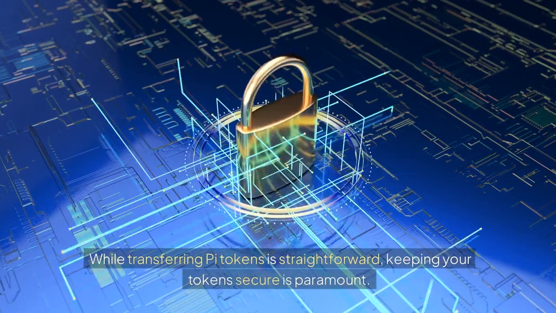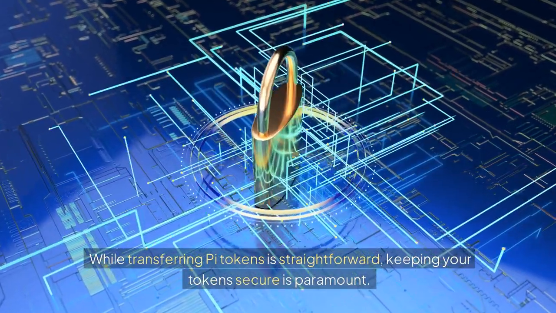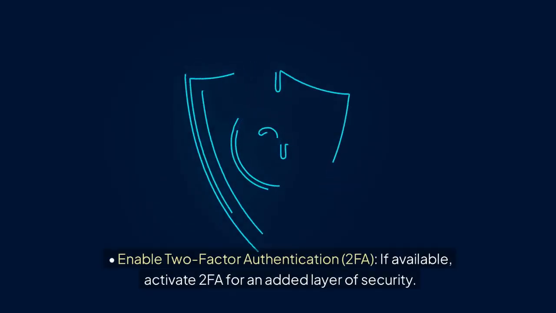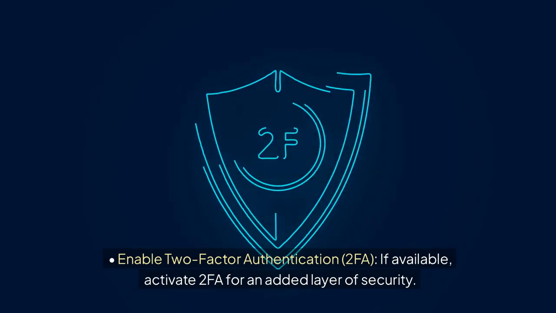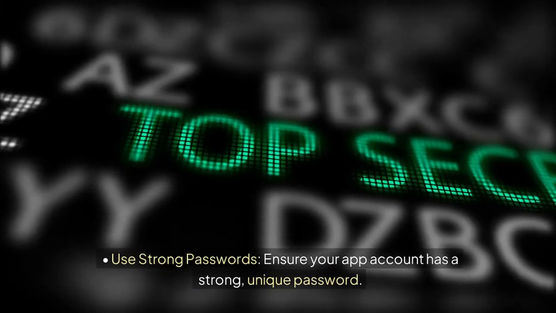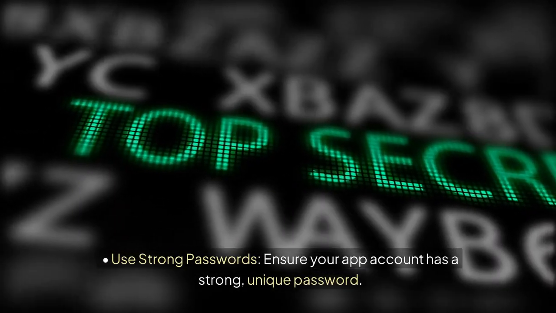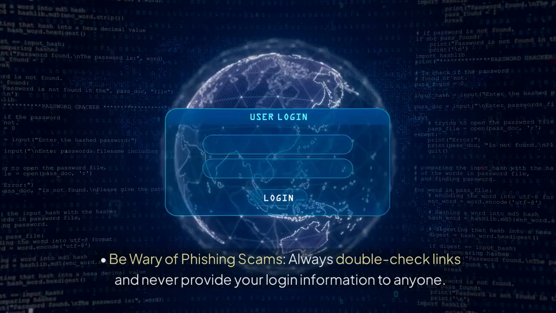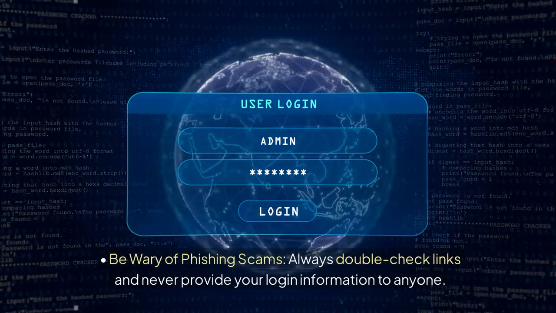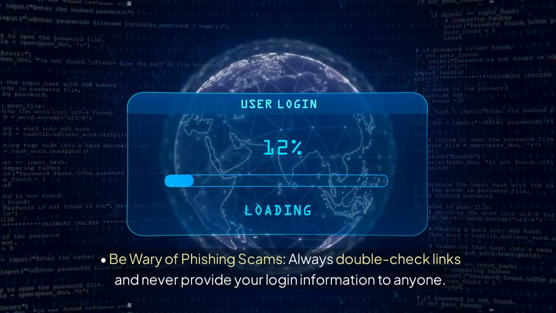Step 9. Security tips. While transferring Pi tokens is straightforward, keeping your tokens secure is paramount. Here are some quick security tips. Enable two-factor authentication, 2FA. If available, activate 2FA for an added layer of security. Use strong passwords. Ensure your app account has a strong, unique password. Be wary of phishing scams. Always double-check links and never provide your login information to anyone.